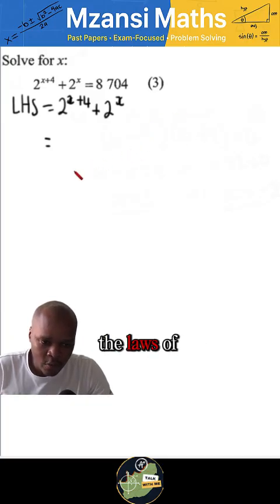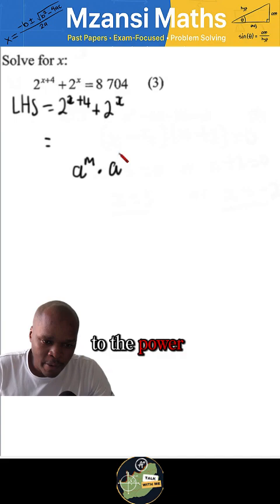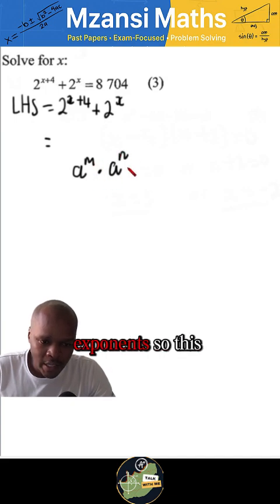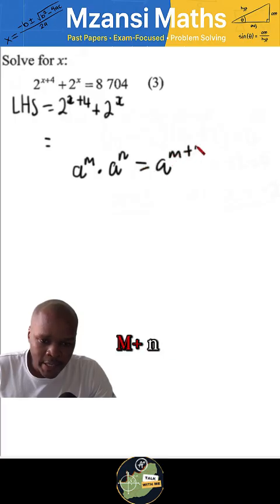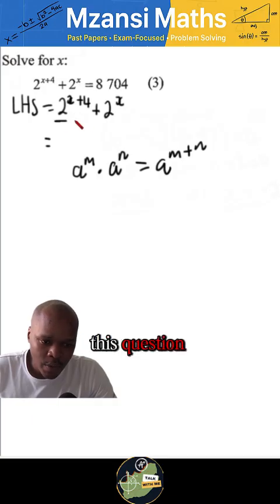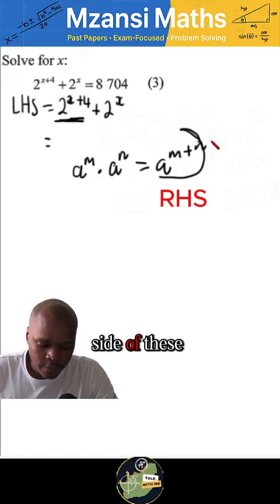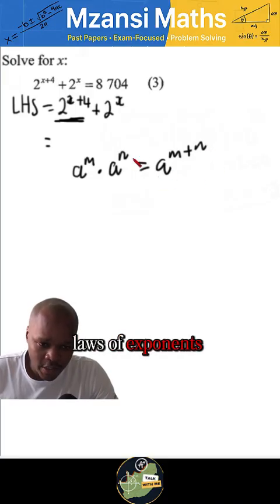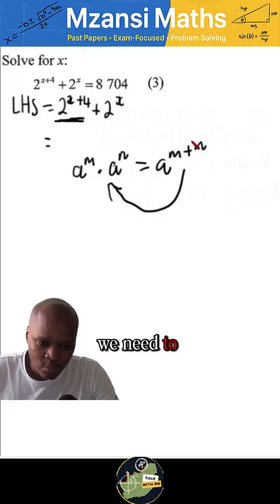Remember that in the laws of exponents, when you have a to the power m multiplied by a to the power n, because the bases are the same, we add the exponents. So this will be a to the power m plus n. Notice that in this question, we are given the left hand side of these laws of exponents. So now we need to move from this to that.